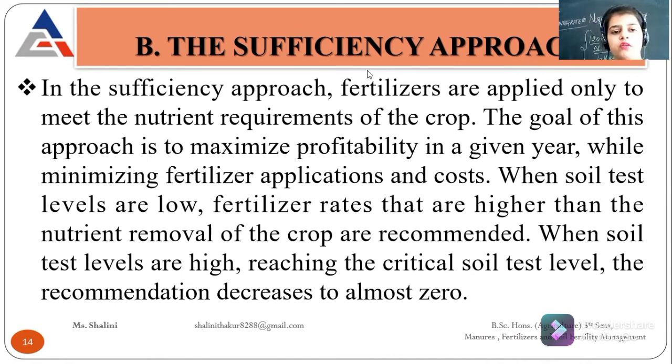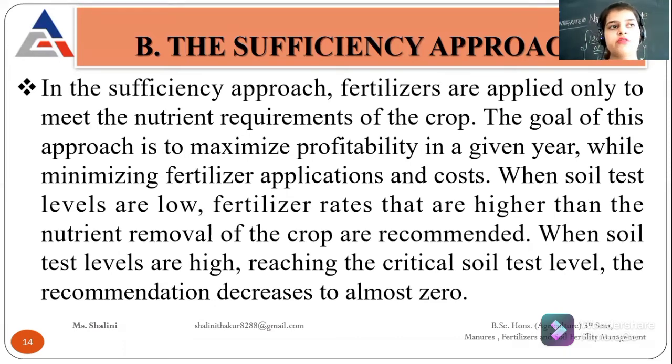And the main goal of this approach is to get the maximum profitability. So in the sufficiency approach, the fertilizers are applied to meet only the nutrient requirements of the crop. We are not focusing on maintaining the nutrient level of the soil. We are just focusing on how much fertilizer should be applied for what is required for our crop. The main aim of this fertilizer recommendation is that it gives the maximum profitability in a given year, and it also minimizes the fertilizer application. Due to this, the leaching process is also reduced.